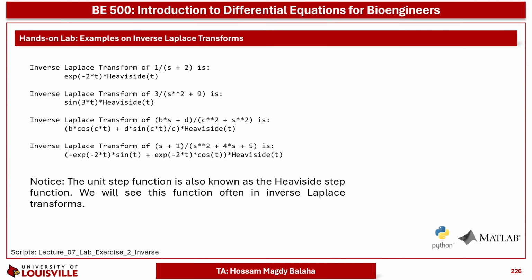And this should be the corresponding output. Also, if you notice here, you will find in each of them the Heaviside function, or unit step function. You can ignore it, as the documentation mentions that the unit step function is also known as the Heaviside step function. We will see this function often in inverse Laplace transforms, and it will be found in the output of the Python code. So you'll find it here, here, here, and all of them are 1, so you can ignore it.